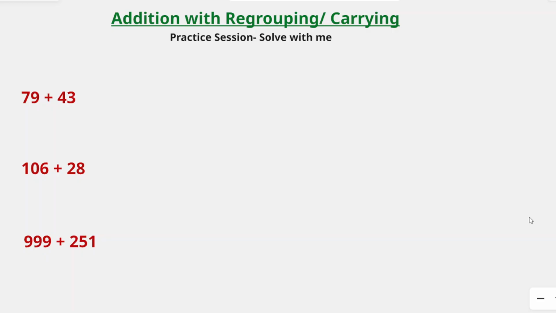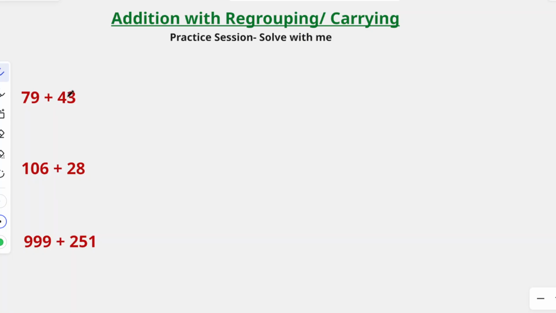In our previous video, we learned addition with regrouping or carrying, right? So I gave some additions to practice. Now in this video, we'll solve them together so that you can cross-check your answers and the process as well. So the first sum that we were supposed to do was 79 plus 43, right?